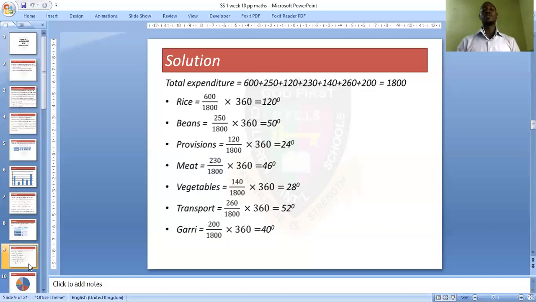Thank you very much. I believe you have checked the calculation. 120 degrees plus 50 plus 46 plus 28 plus 52 plus 40 will give you 360. So these are your representatives.